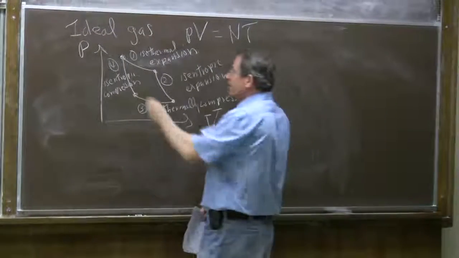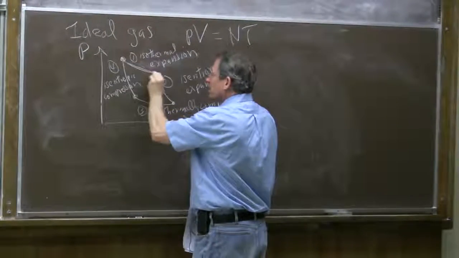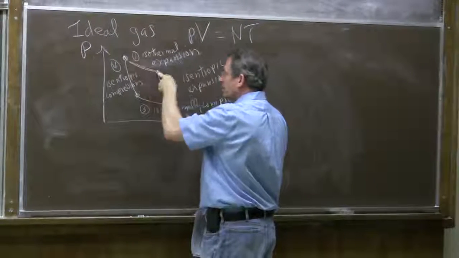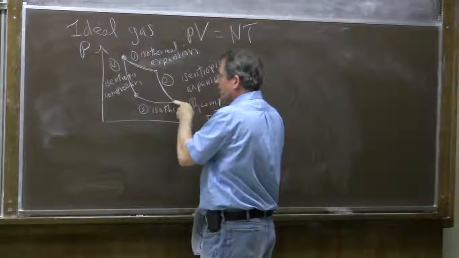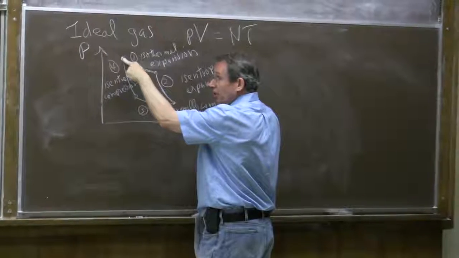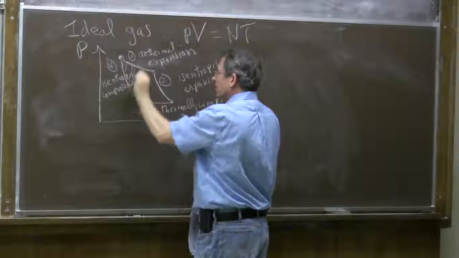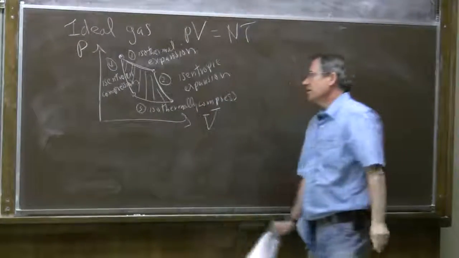The work done is the difference between the work done by the system during the first two steps, which is the area under this curve, but then I subtract away the area under this curve, the work we do on the system. When we complete the cycle, the net work is the area enclosed.